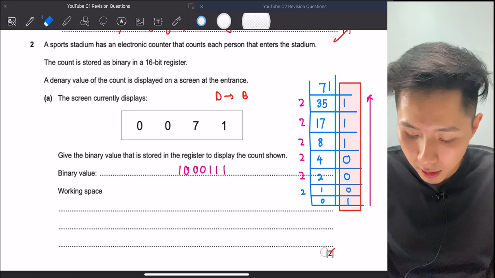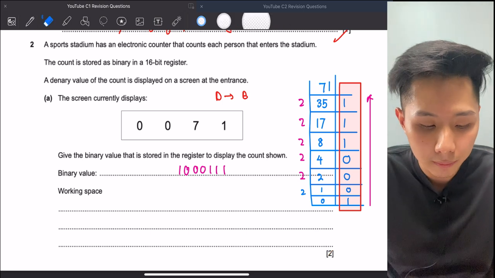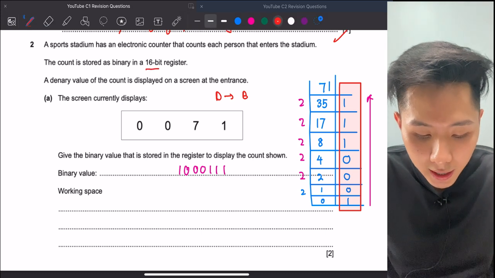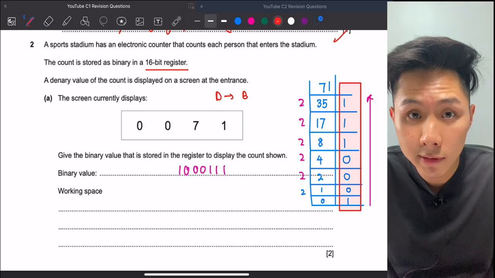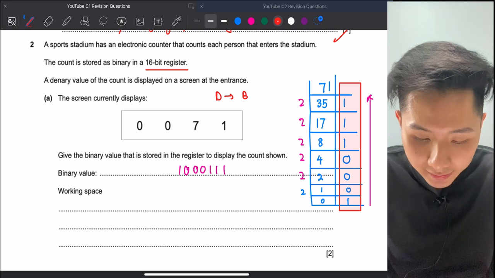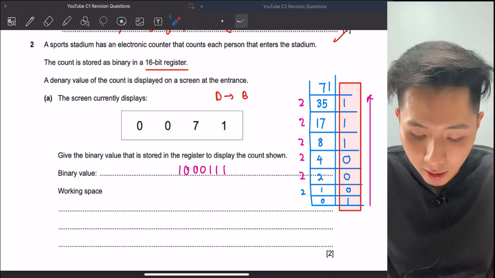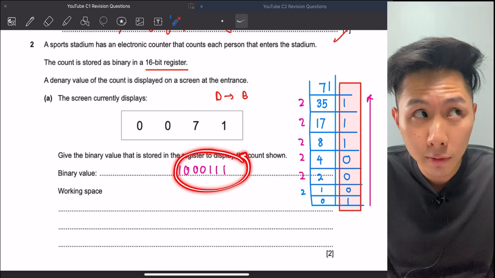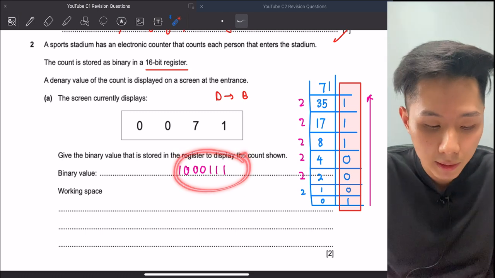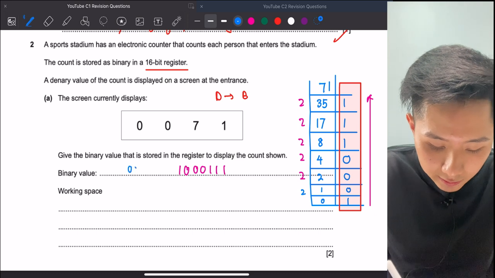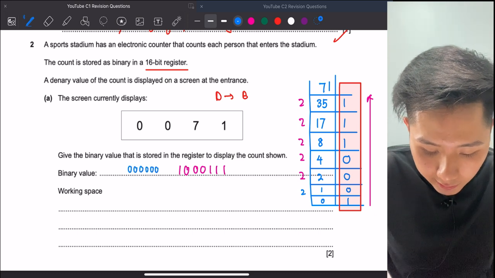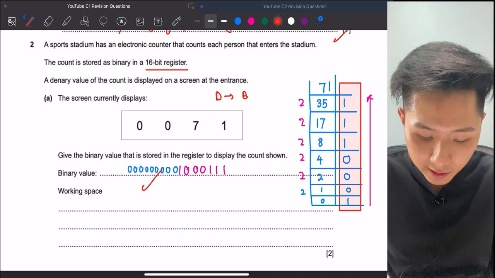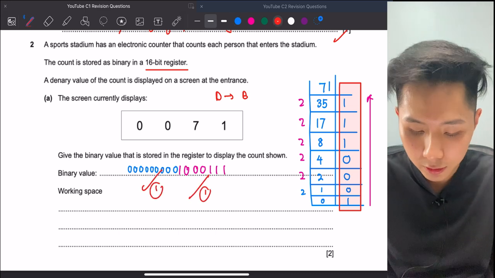In order to get full mark, you need to add something called a leading zero. Because in the question here, they state that the count is stored as binary in a 16 bits register. So you need to add leading bits in your answers to make it 16 bits. For now, I have 7 bits, which means I need to add 9 leading bits in my answers. So I'm going to add 9 zeros. If you got both of these correct, you'll get 2 marks in full.